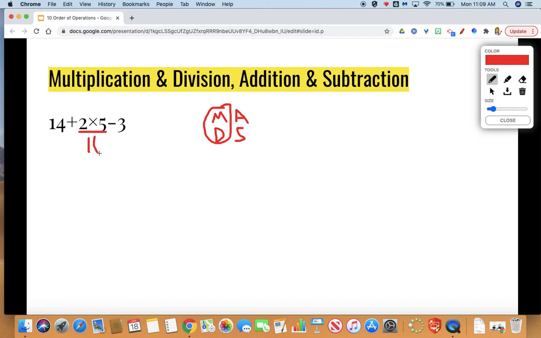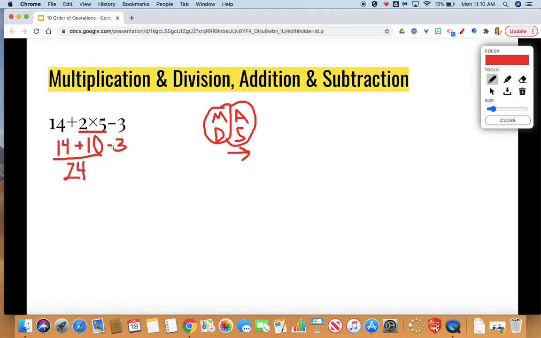That gives me 10. I highly suggest writing out these problems just like I am, underlining the part that you need to solve first, and then bringing down the answer for that part and the rest of your problem. Now we're going to look at what other operations we have left. We have addition and subtraction. When I look at my last step, addition and subtraction, I know that I need to travel from left to right. One is not more important than the other. So which one shows up first if I'm at the left? Addition. So that's what I do first. 14 plus 10 is 24.